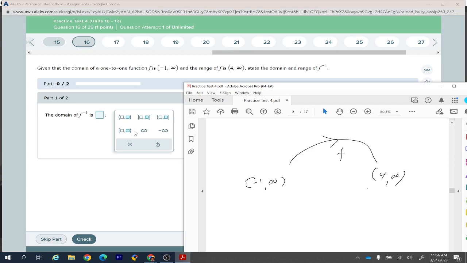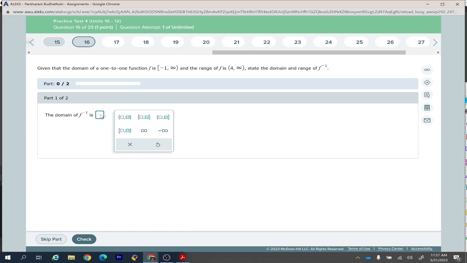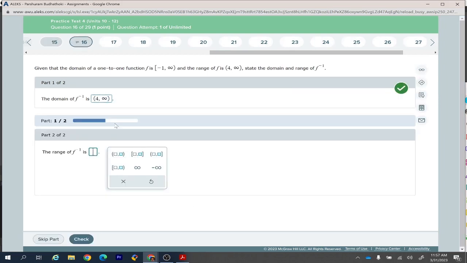Now inverse means going back. So when you go back, this range of the function f becomes the domain of f inverse. So that's the reason the domain of f inverse is this 4 comma positive infinity. It's just the reverse of the original function. And then the range is the domain of the original function, which is -1 comma positive infinity.